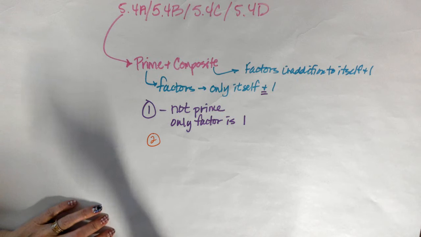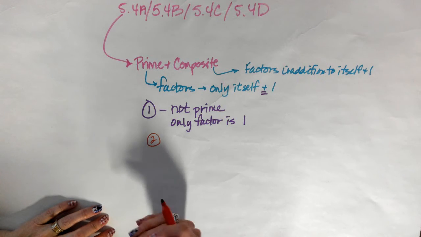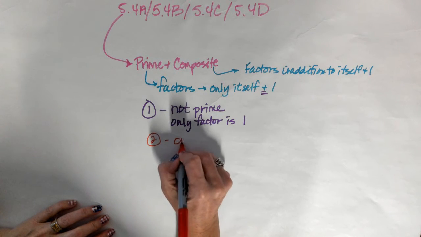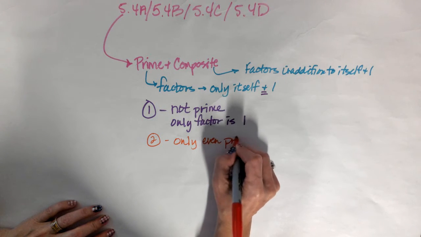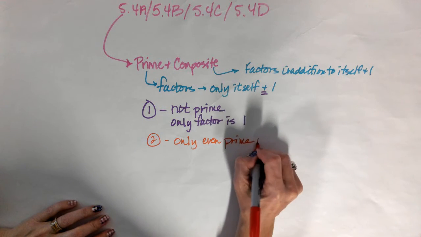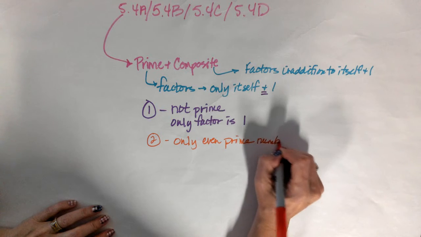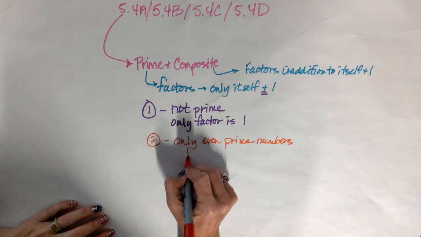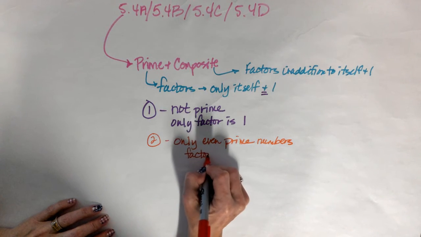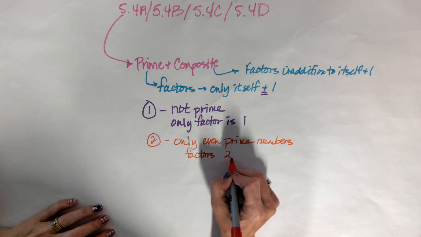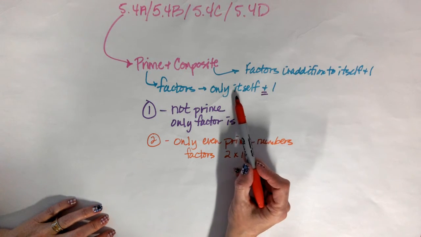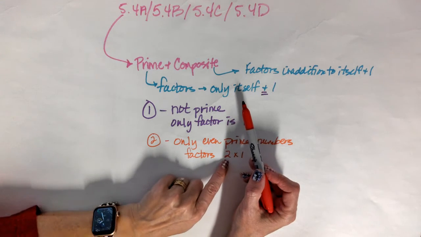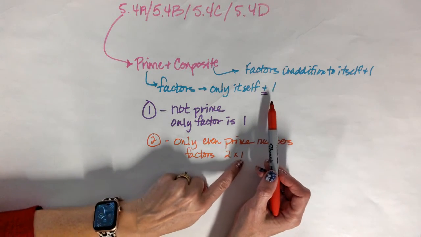A second really important number for us to consider in 5th grade is the number 2. Number 2 is the only even prime number, and let's think about why. It's the only even prime number. So let's think about its factors. Its factors are 2 and 1. That fits the definition of only itself, 2, and 1.